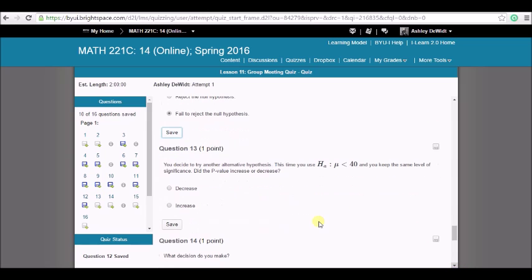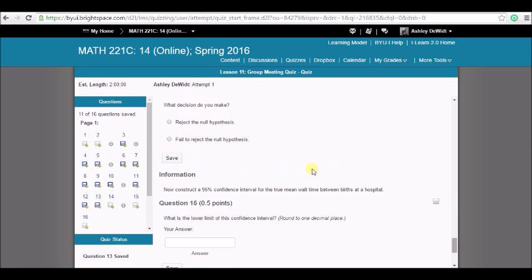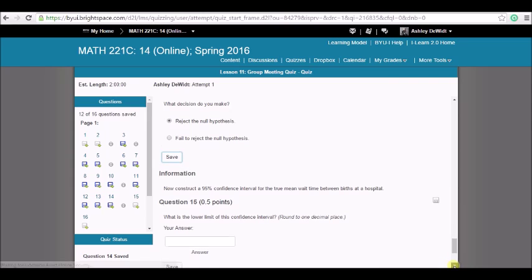You decide to try another alternative hypothesis. This time you use mean as less than 40 and you keep the same level of significance. Did the p-value increase or decrease? You want to say increase? Sure. Let's reject it this time. Let's reject it.